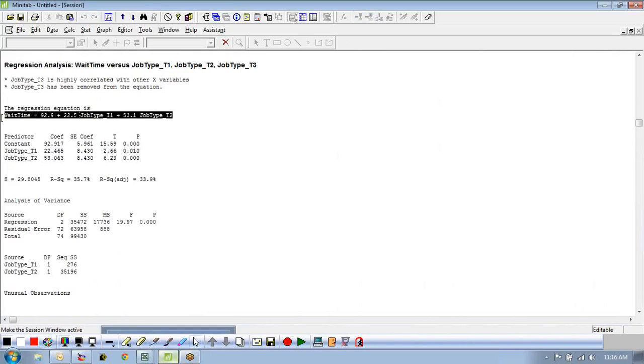Okay, so now it says that it builds the model, and now this is very interesting. My wait time is equal to 92.9 plus 22 times job type 1 plus 53 times job type 2. And you might be wondering, wait a second, what happened? What about job type 3? It's gone. I don't have my adjustment that I wanted to make. Darn it, what happened to that? Well, here's what happened. Job type 3 is absorbed into the constant.